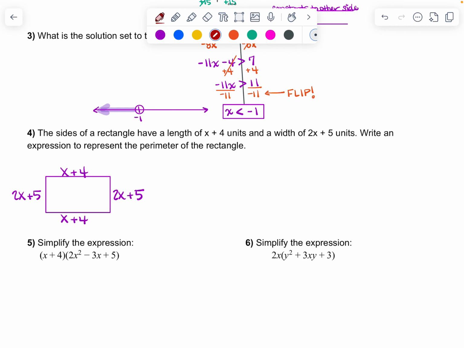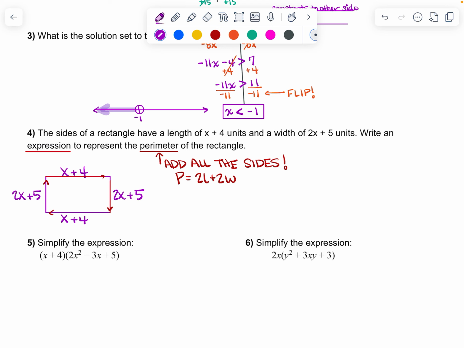It says, write an expression that represents the perimeter of the rectangle. Remember, an expression doesn't have an equal sign. And remember, perimeter means to add all the sides. To make lighter work of that, remember our perimeter formula. We've been using it recently with our systems. Perimeter is 2L plus 2W, because if I go around the rectangle, we hit two lengths and two widths as we travel around.